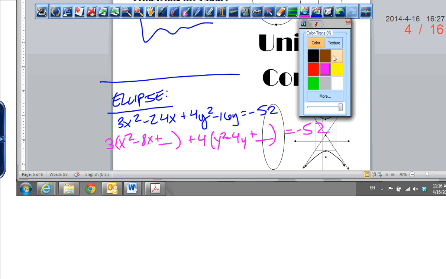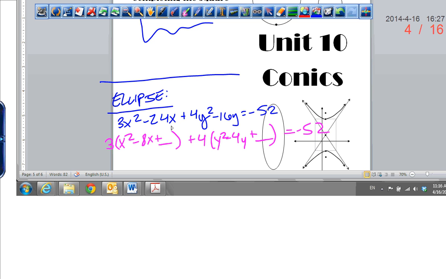So then I'm taking half of the middle term and squaring it. So half of -8 is -4. -4 squared is 16. Same thing here, 4. Then I got to be sure I distribute when I add that to both sides. So I'm actually adding 48, and I'm actually adding 16. So I get on the right side 12.